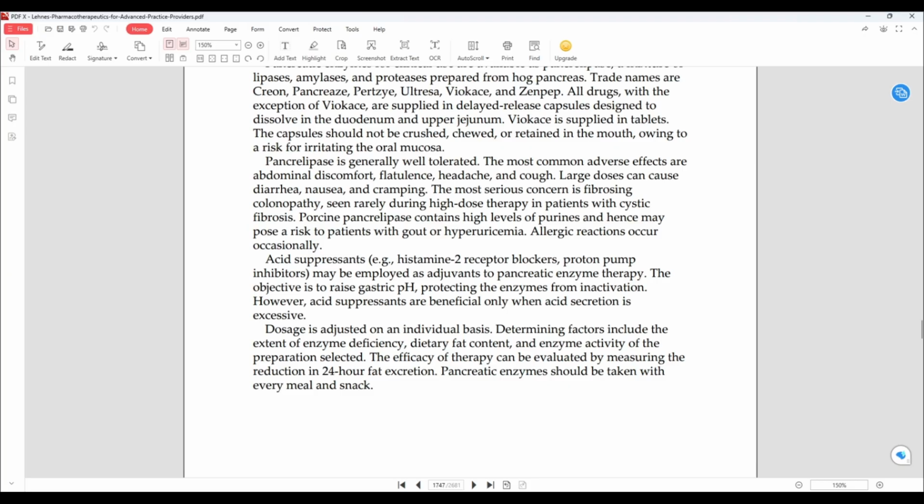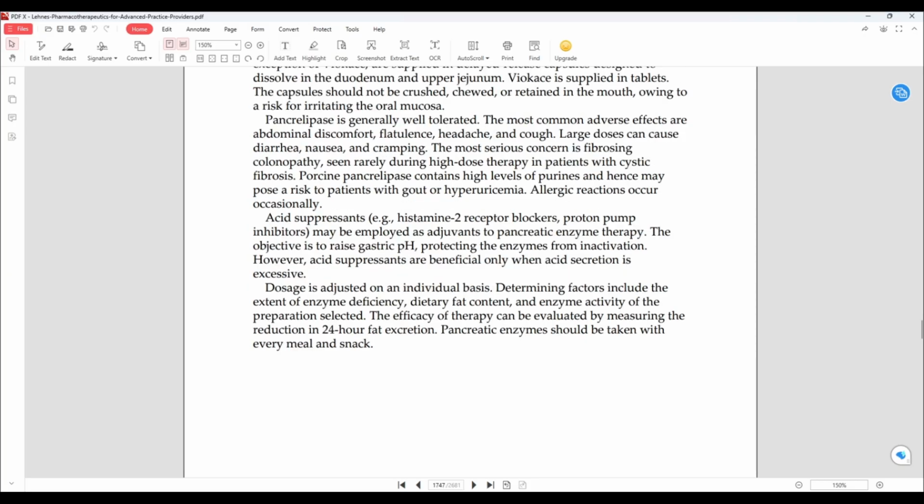Pancreolipase is generally well tolerated. The most common adverse effects are abdominal discomfort, gas, headache, and cough. Large doses can cause diarrhea, nausea, and cramping. The most serious concern is fibrosing colonopathy, seen rarely during high-dose therapy in patients with cystic fibrosis. Porcine pancreolipase contains high levels of purines and hence may pose a risk to patients with gout or hyperuricemia.